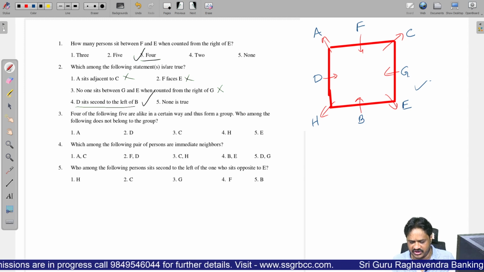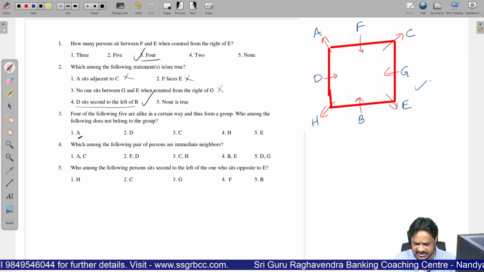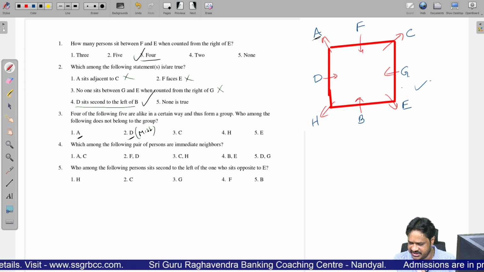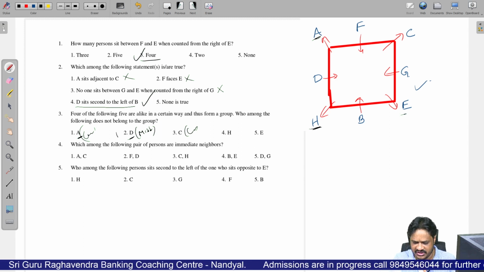Four of the following 5 are alike in a certain way and hence form a group. Which is the one that does not? See here, A is in the corner. Then D is in the middle. C, again, is in the corner. H is in the corner again. E is also in the corner. So except D, everyone is in the corner.